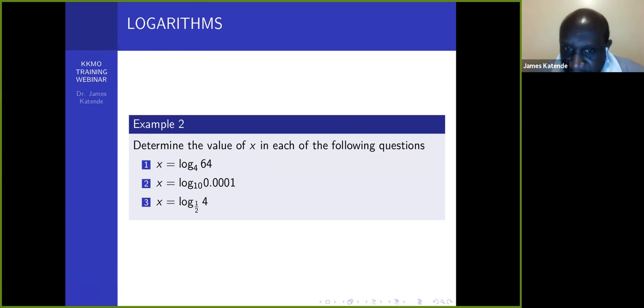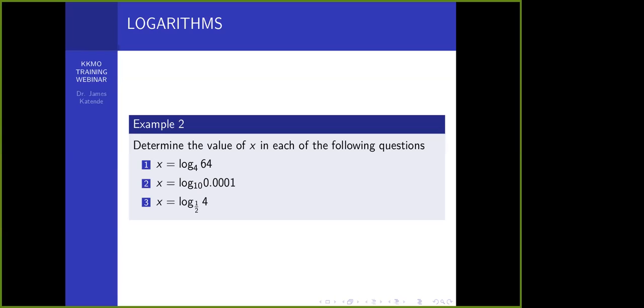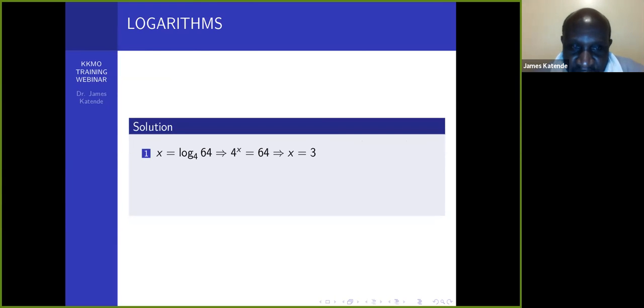Here is another example again. We use the properties to solve the following. Find the value of x when the first one says x is equal to the logarithm of 64 to the base 4. Maybe you can make some guesses here. This should be easy. So for the first one, we'll just go to the solutions. If x is equal to log of 64 to the base 4, it means 4 raised to x will be equal to 64. And that means x must be equal to 3.